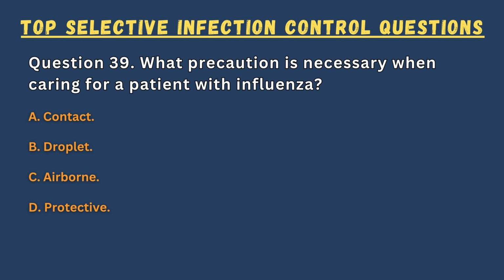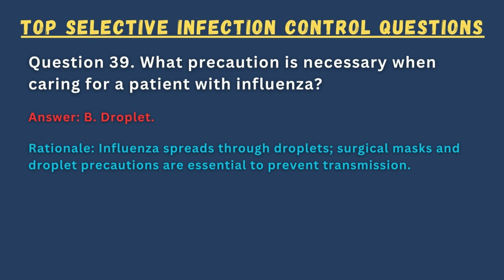Question 39. What precaution is necessary when caring for a patient with influenza? A. Contact. B. Droplet. C. Airborne. D. Protective. Answer: B. Droplet. Rationale: Influenza spreads through droplets. Surgical masks and droplet precautions are essential to prevent transmission.